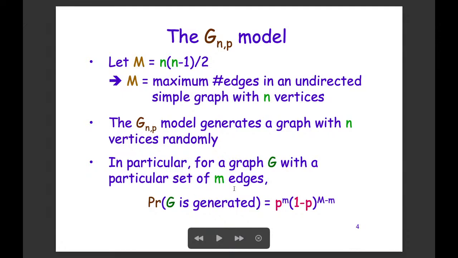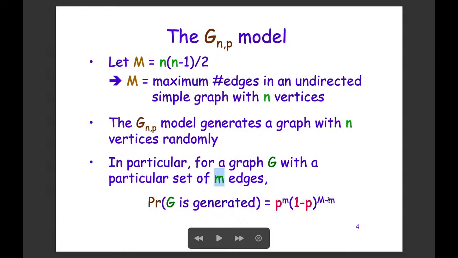In that case, for a particular set of m edges that we hope the graph to generate, the chance of this happening will be p to the power m for these m edges that we hope are generated. And at the same time, for all the remaining n choose 2 minus m edges, so this big M minus little m edges, we want them to not appear. So we should multiply this with the probability 1 minus p to the power of all the edges minus m edges.